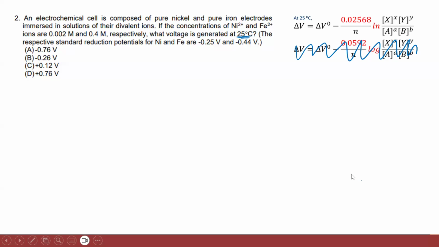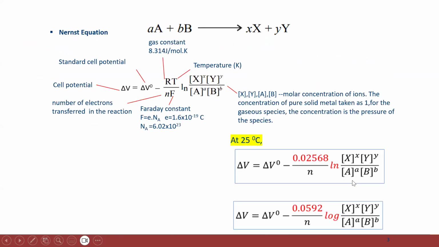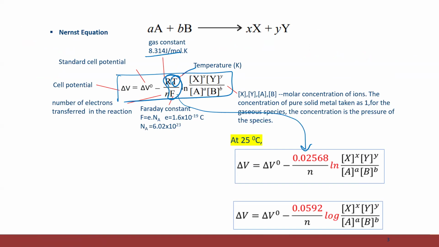In case it is not 25 degrees Celsius, what do we need to do? We need to go with the basic equation here. You need to put the value here. So you have to use this one if it is not 25 degrees Celsius. These two are only true when the temperature is 25 degrees Celsius, because we just put these numbers in the calculator, then we get this number here.